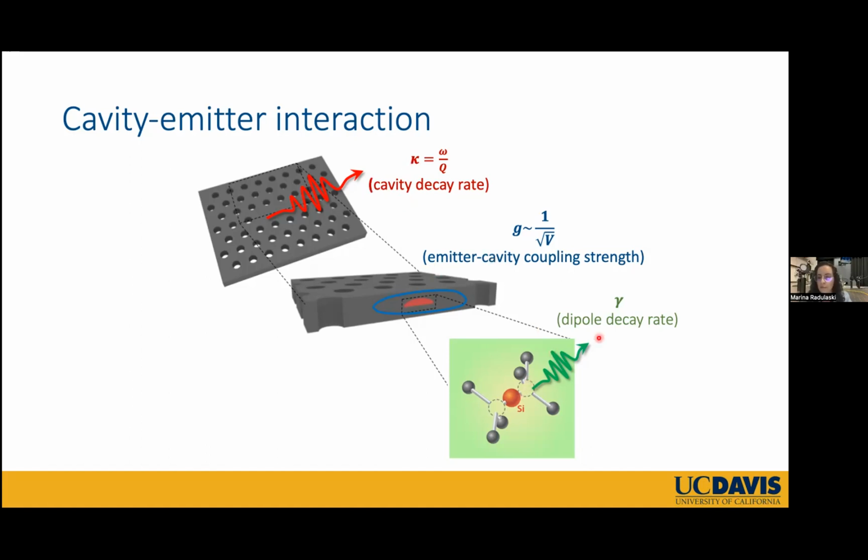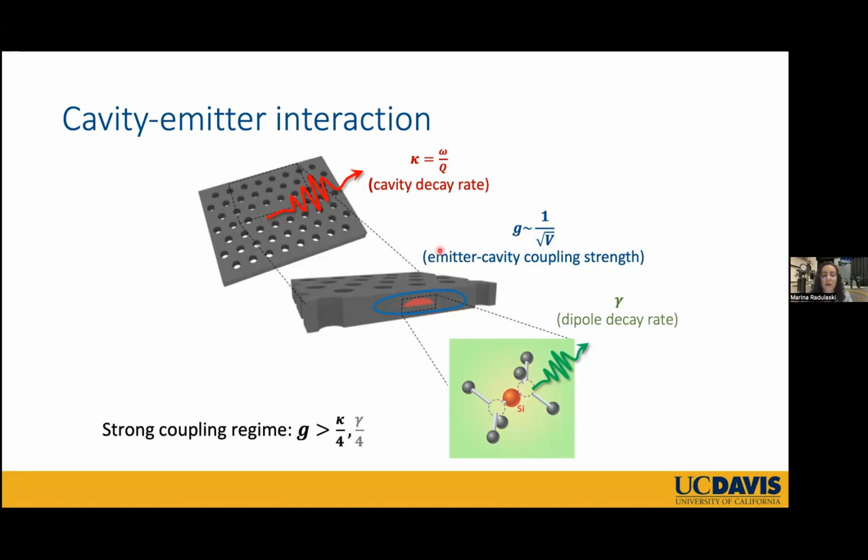The dipole decay rate gamma, or rather the emission rate of our color center, is usually the lowest rate in the whole system, so in some Hamiltonians we can even drop it. The interaction between the emitter and the cavity is characterized by the coupling strength g, which is what we want to boost to study all of the interesting physics in the system, and also for applications in quantum hardware. This rate is inversely proportional to the square root of the mode volume of the device, which is why we want to make very tiny devices, and which is why we work at the nanoscale.